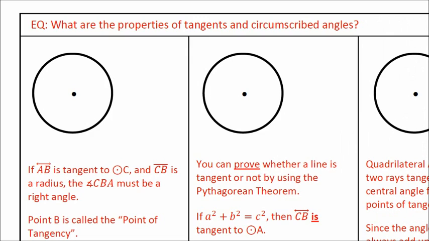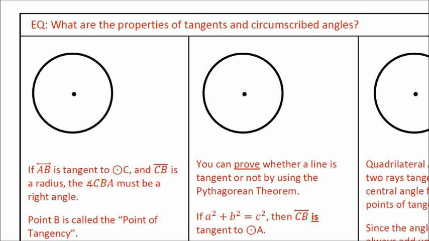Our essential question in this video is, what are the properties of tangents and circumscribed angles? If you remember in one of our first videos on our definitions, we defined a tangent as a line that touches a circle at only one point. So we're going to be talking about the properties of tangents, and then a circumscribed angle.